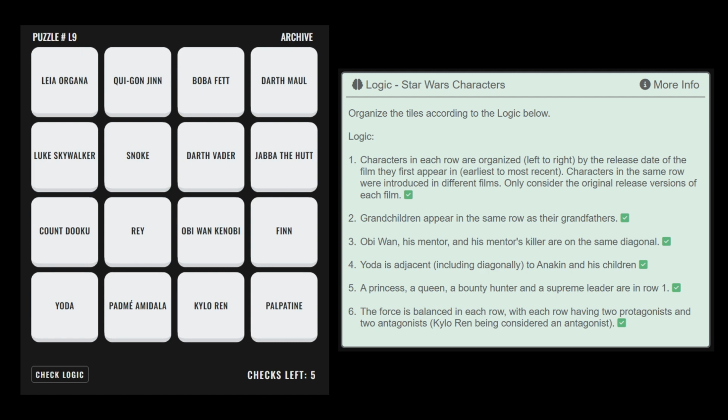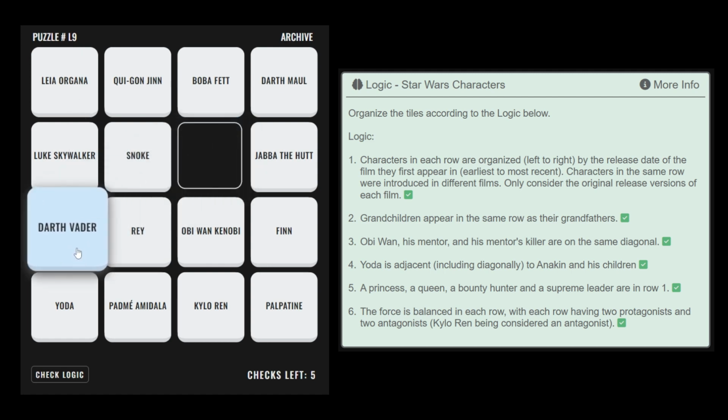Starting with rule number 1, we know that characters in each row are organized by the release date of the film they first appear in, and no two characters in a row were first introduced in the same movie. This means any characters introduced in Episode 4, A New Hope, should be in column 1 of the grid. These are Leia Organa, Luke Skywalker, Darth Vader, and Obi-Wan Kenobi.